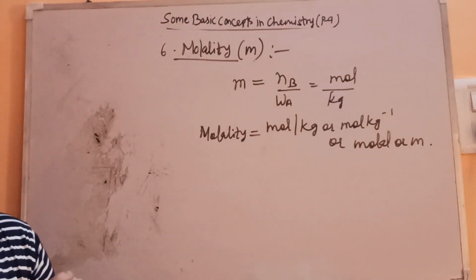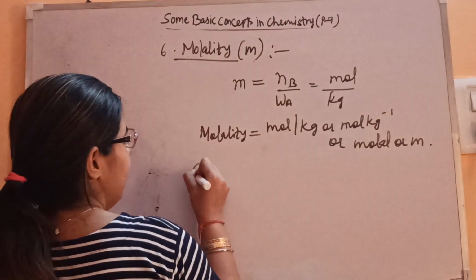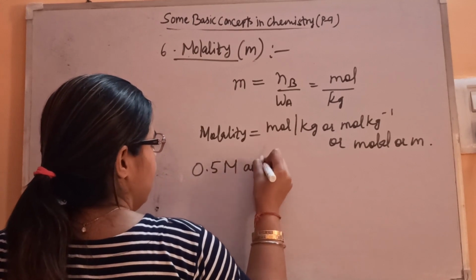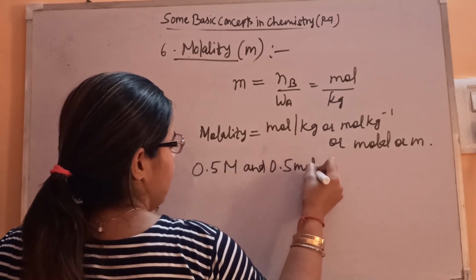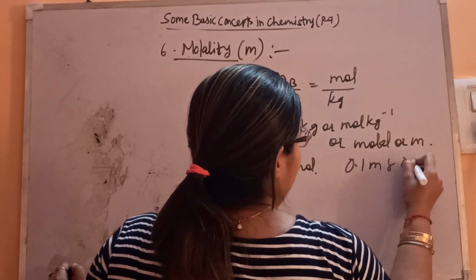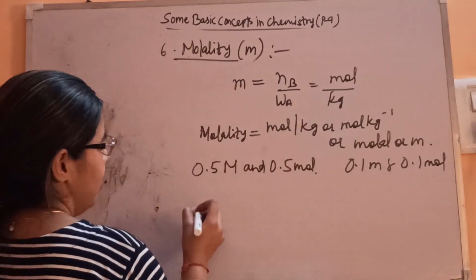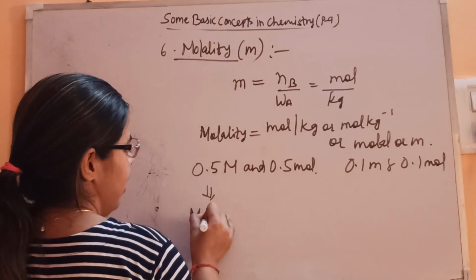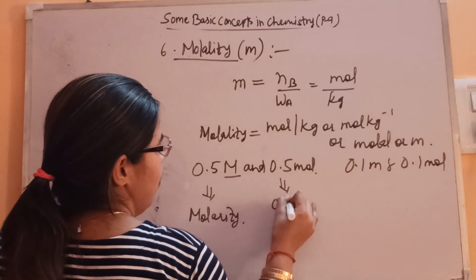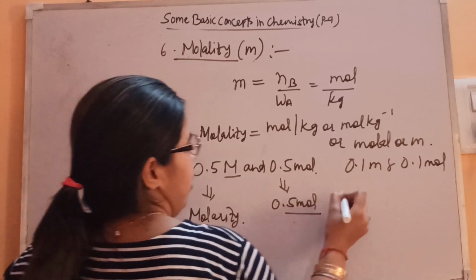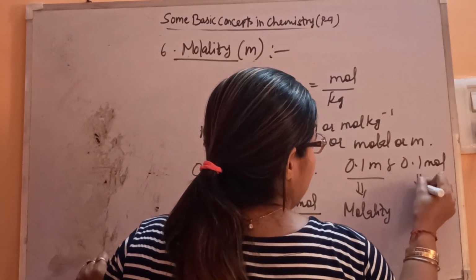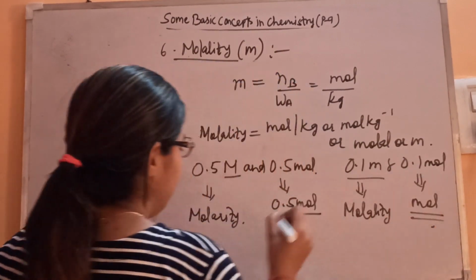Fine. Now let's understand one thing here. If I am saying 0.5 molar, and 0.5 moles, 0.1 molal, and 0.1 mole. So there is a difference. 0.5 molar means molarity, and 0.5 moles means only simple moles. Here also 0.1 molal represents molality, and 0.1 mole represents simple moles. So this is a difference.